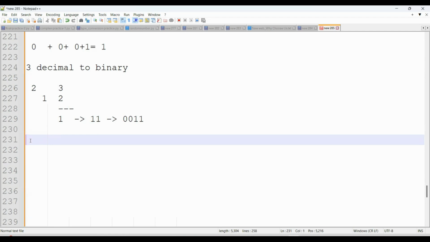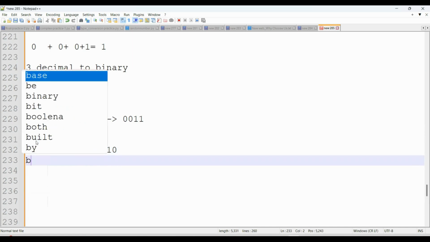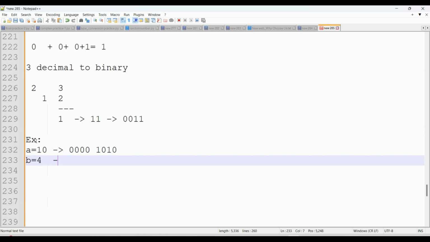Okay. Now we'll try to see one example here. Let us take a equal to 10. This is a decimal. In binary, how we need to write: 0 0 0 0 1 0 1 0. This is a binary value. And b equal to 4. This is the decimal 4, binary value 0 0 0 0 0 1 0 0.